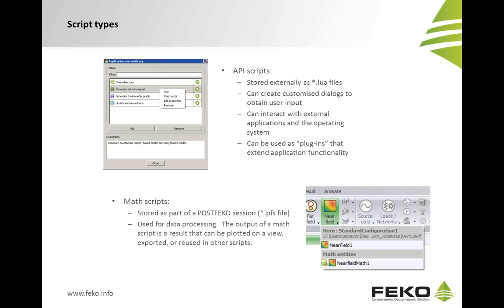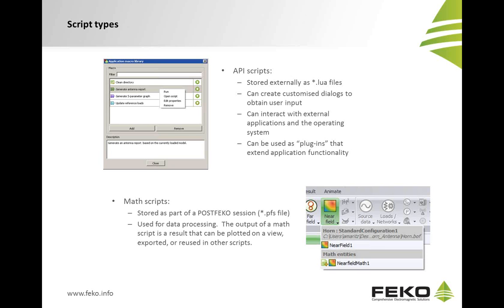FEKO provides two different types of scripts. The first kind is the API script, which is the application programming interface scripts. These provide the users with the means to control the application, so it can simulate button presses or creation of certain configurations and dialogues and so on. They are stored externally to the post-FEKO session or CAD FEKO model as a .lua file, and this makes it possible for them to be reused easily.